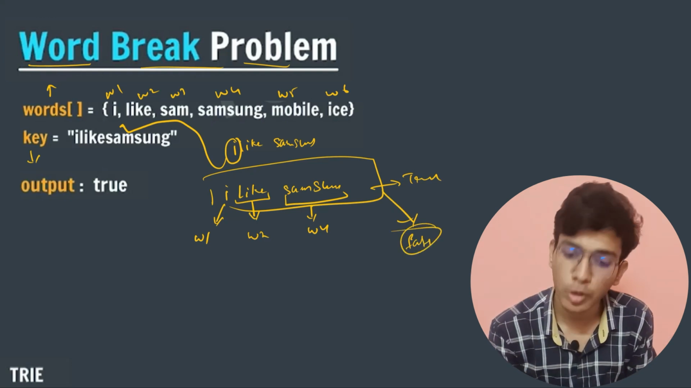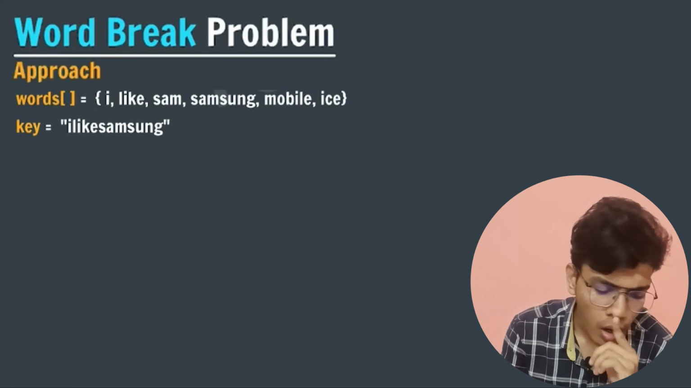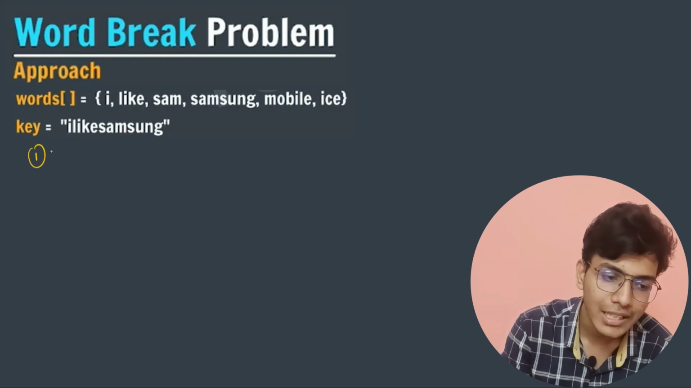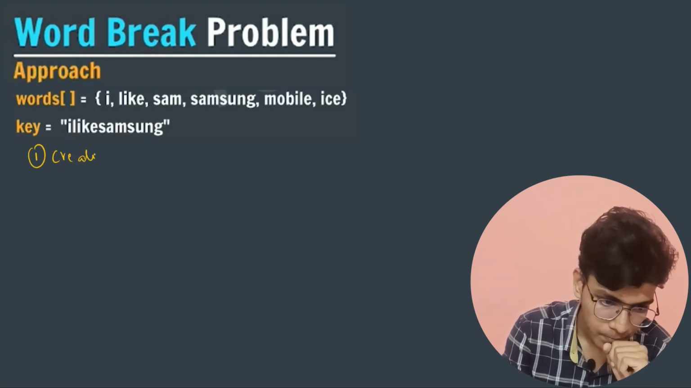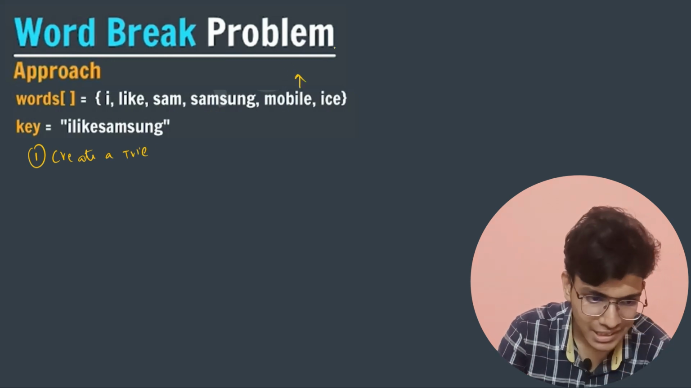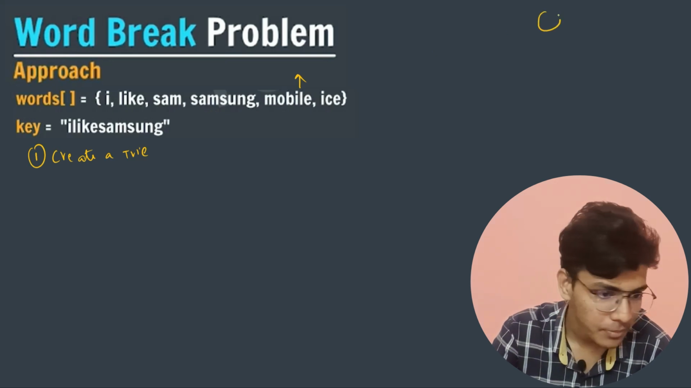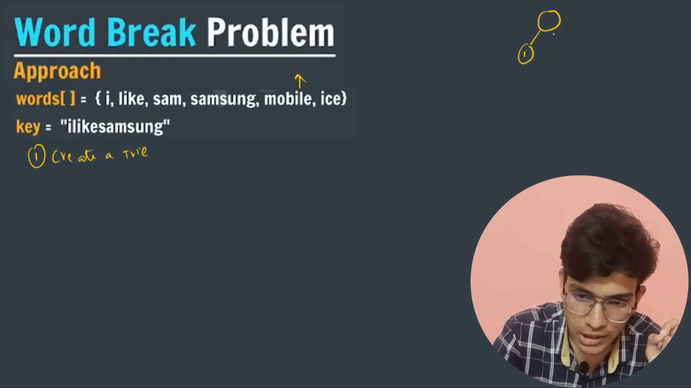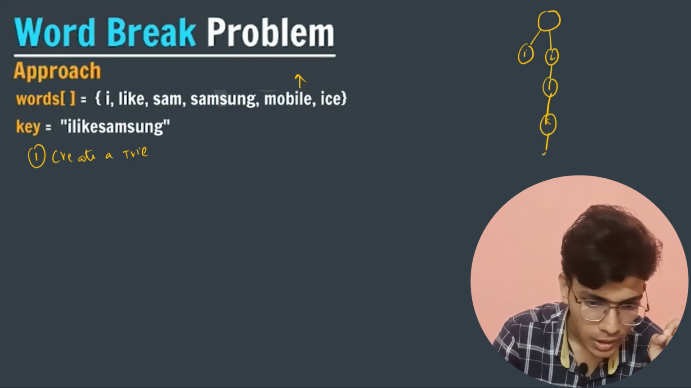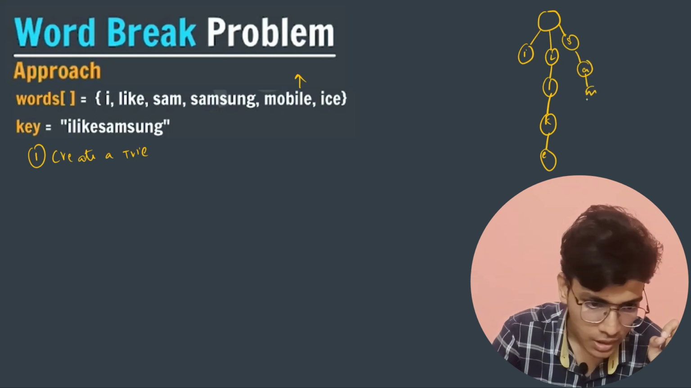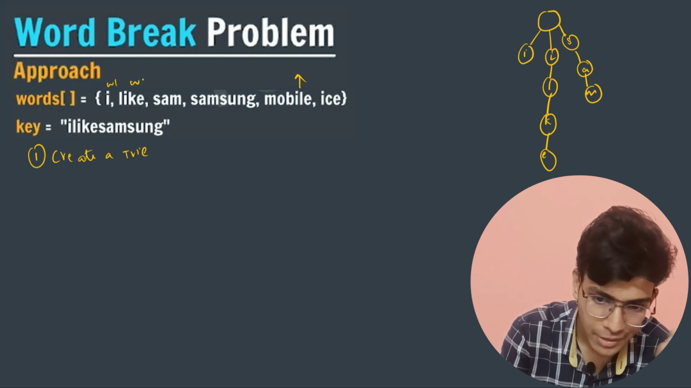Now let us talk about the approach of this question, how I'm going to do it. First of all, step 1 will be that I will create a trie for this structure. I think the trie will become something huge, but let me create it. So here is the root node, and I will store I. After it, go to the next word: L, I, K, E. After it, S, A, M. So word 1 is completed, word 2 is completed, word 3 is completed.